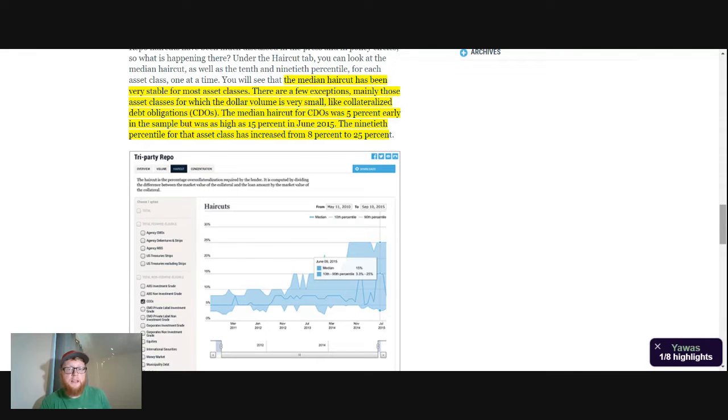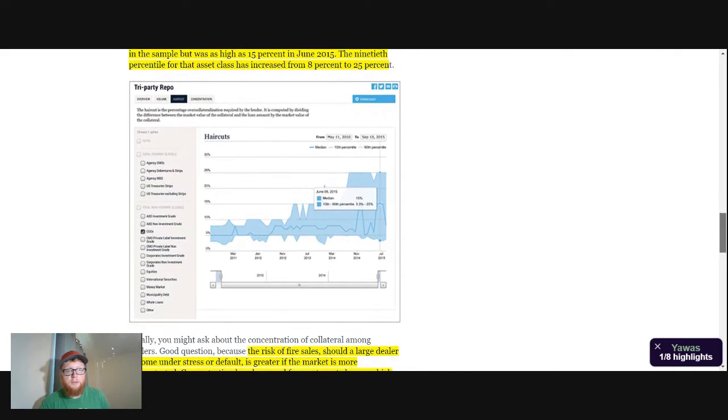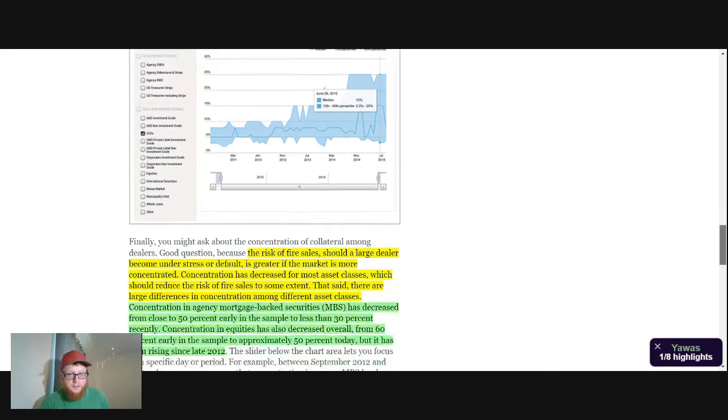And so you can see the median haircuts. According to the tool, they've been very stable for most asset classes, because you can break this up into different asset classes. There are a few exceptions, mainly those asset classes for which the dollar volume is very small, like collateralized debt obligations, so CDOs. The median haircut for CDOs was 5% early in the sample, but was as high as 15% in June of 2015, right? So the 90th percentile for that asset class has increased from 8% to 25%, right? And so you can even break it up into percentiles and a bunch of other things.